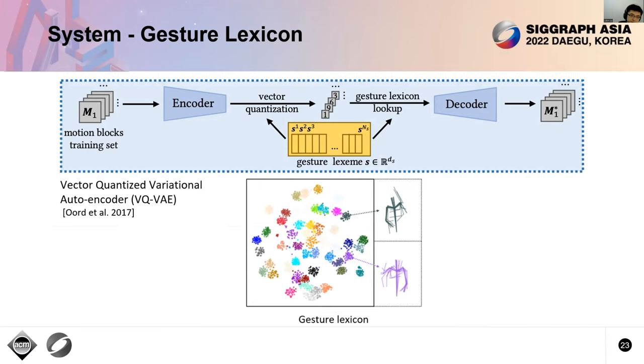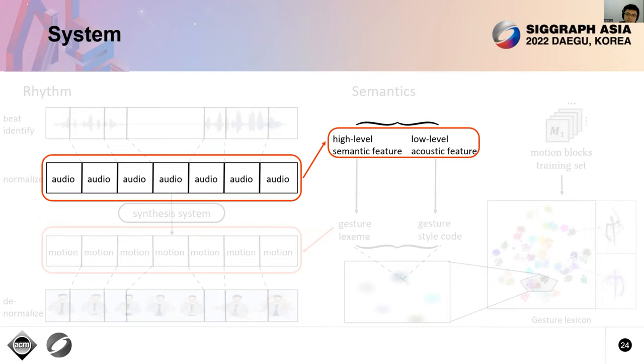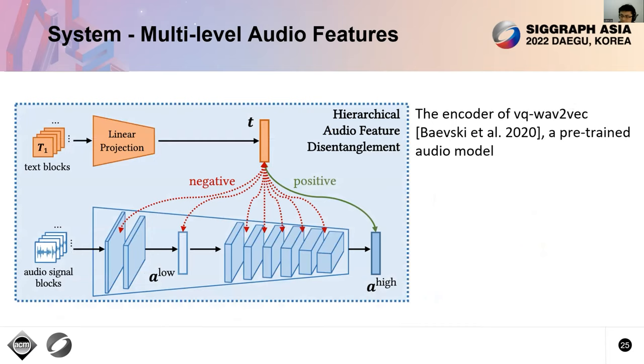After that, the next problem is how we can disentangle the high-level audio features from the low-level audio features. We achieve this using contrastive learning. Basically, we train a deep audio encoder that has many convolutional layers. To disentangle, we consider the features at the end of this encoder as high-level features, and the features from the intermediate layers as low-level features.